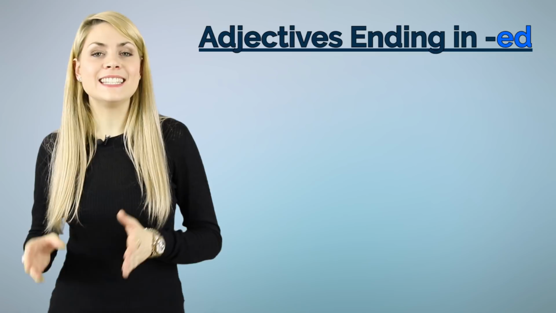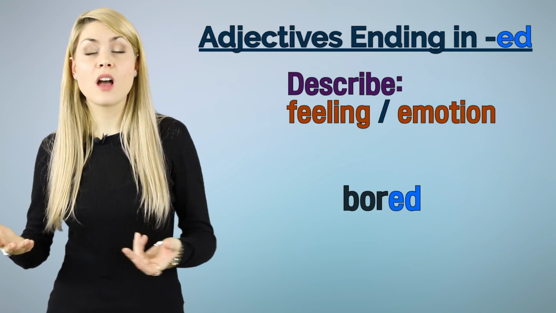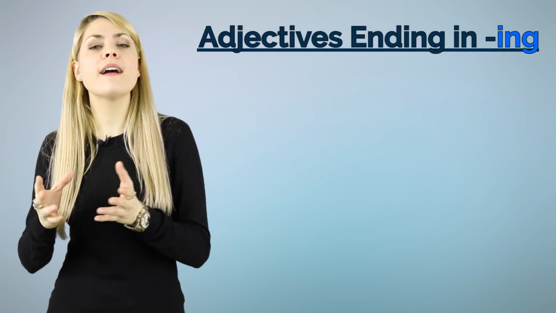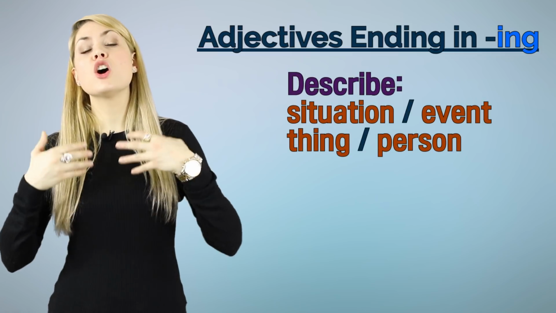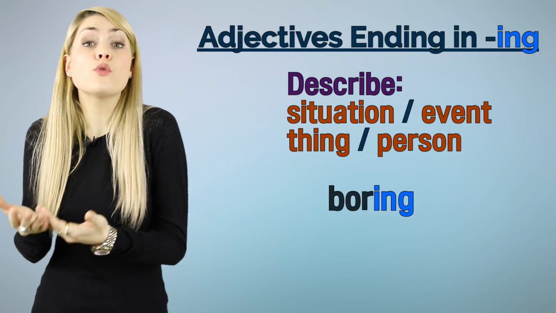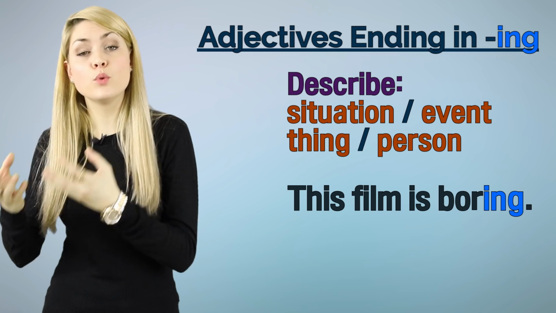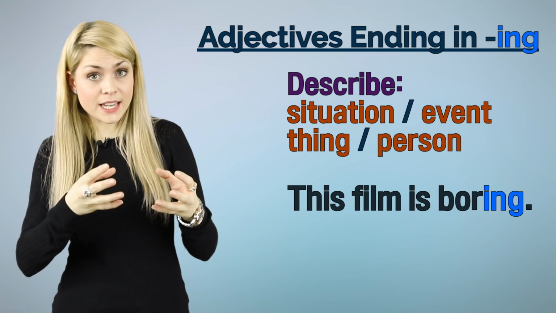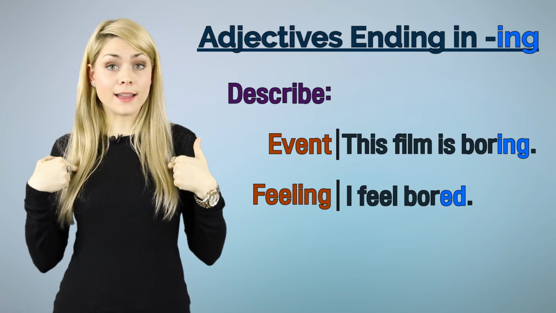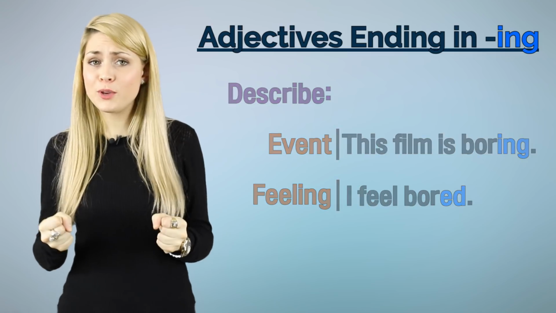Adjectives ending in ed describe a person's feeling. For example, bored. I am bored. Adjectives ending in ing describe a situation or an event. For example, boring. Let's take a sentence. This film is boring. Okay, that's the event. It's boring. And because the film is boring, I am bored. That's my feeling. I hope you get it.